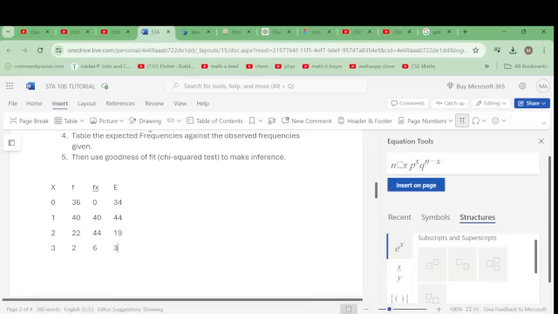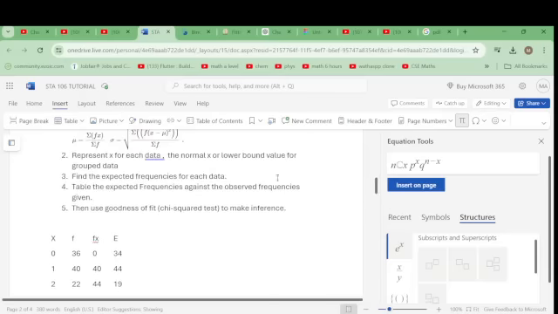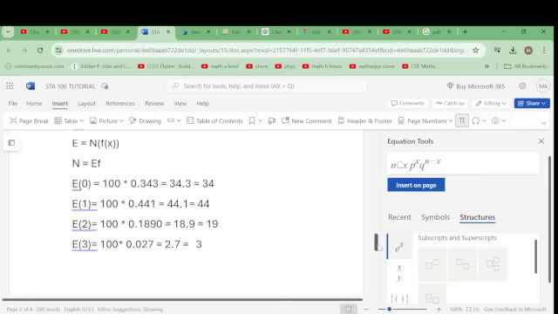Then the next thing is to do what? If you remember, I said to table the expected frequency against the observed frequency, then use maybe a chi-square to calculate the goodness of fit. I'm not sure we are going to treat goodness of fit for now. I will make another video on goodness of fit.